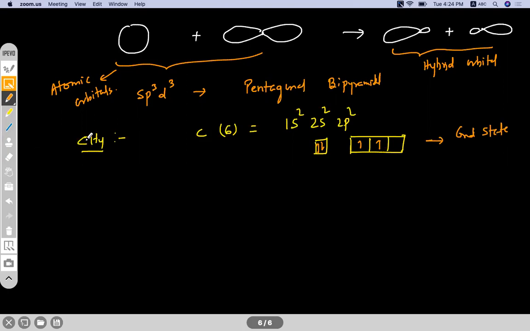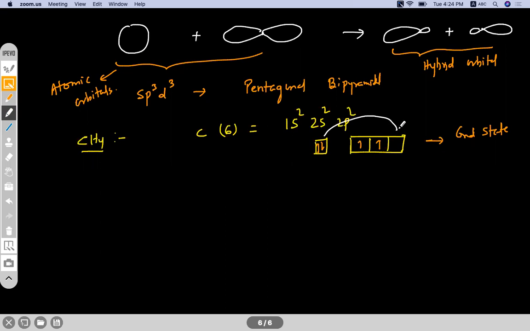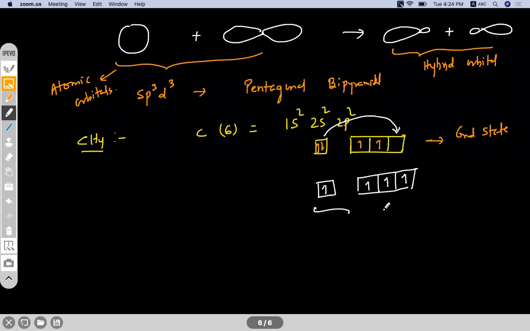But since this carbon is attached with 4 hydrogen atoms, we must require 4 unpaired electrons. So in order to get 4 unpaired electrons, 1 electron of the 2s orbital jumps into the vacant orbital of p, and we get 1 electron here and 3 electrons in p. Now we have a 1s orbital and 3p orbitals.